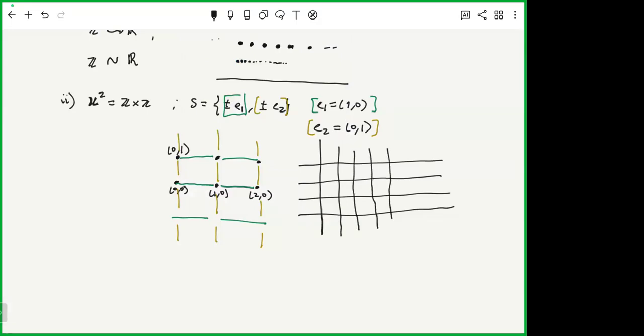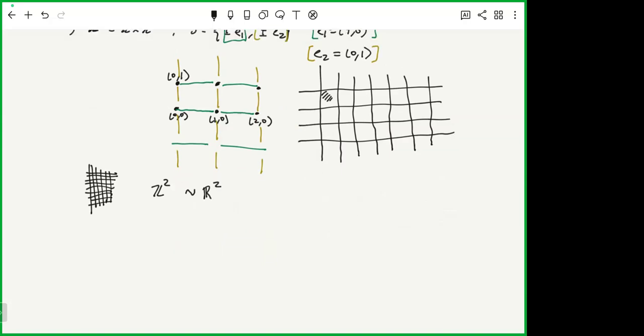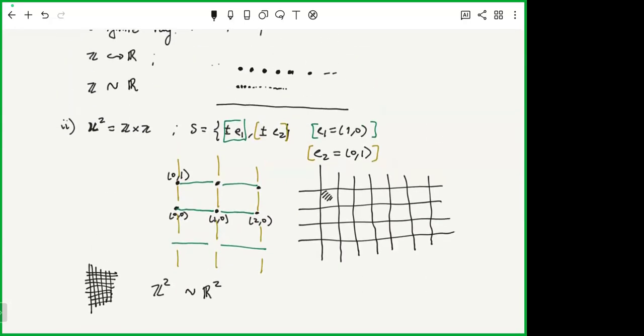And now we do the same mental exercise. We look at the space from far away. What we see is that these holes here become smaller and smaller. And so it starts looking like something like this. Right, so in the end, from far away, Z squared looks like a plane, like the Euclidean plane. So far, so good.